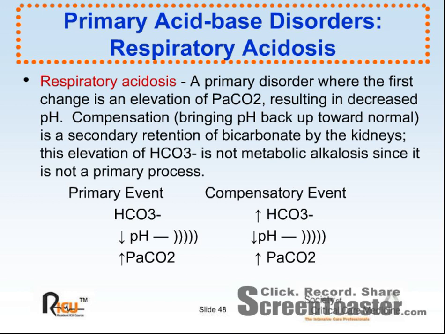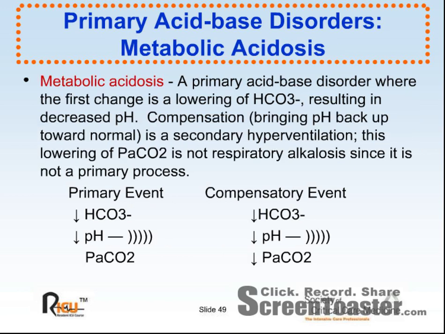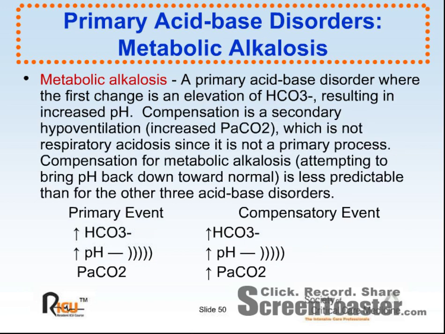Metabolic acidosis is a primary disorder where the first change is a lowering of bicarbonate resulting in decreased pH. Compensation is a secondary hyperventilation. Metabolic alkalosis is a primary acid-base disorder where the first change is an elevation in bicarbonate resulting in increased pH. Compensation is a secondary hypoventilation. Compensation for this metabolic disorder is less predictable than for the other 3 acid-base disorders.